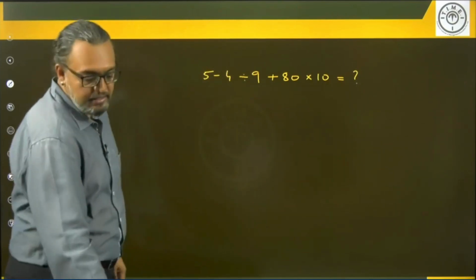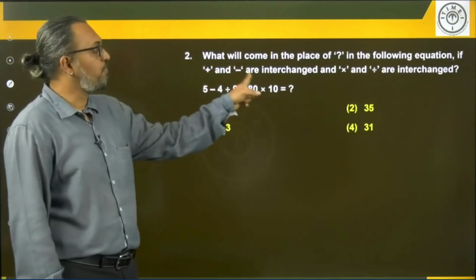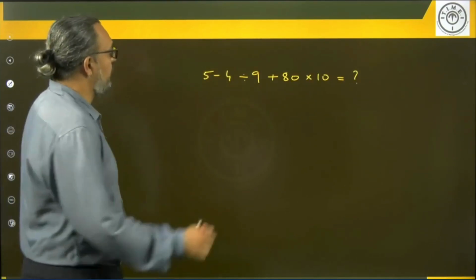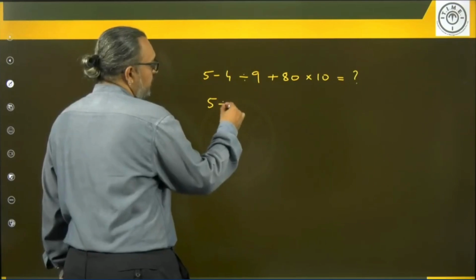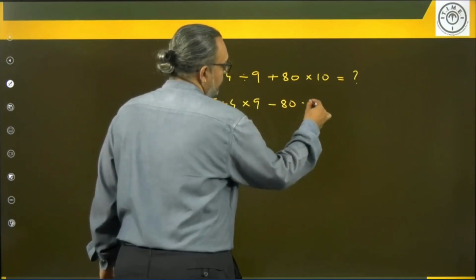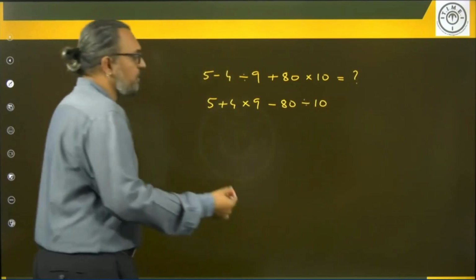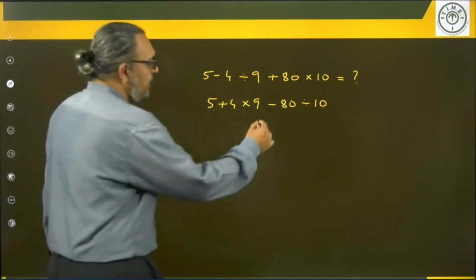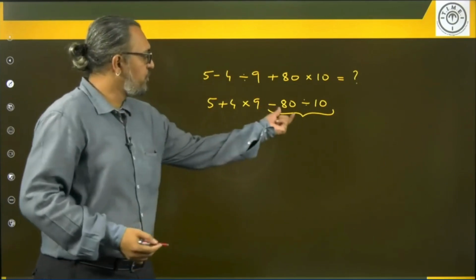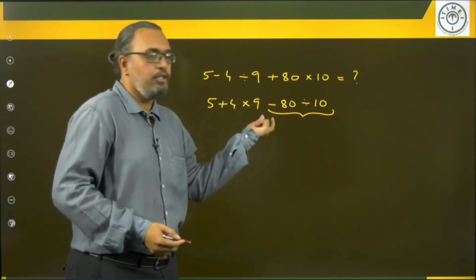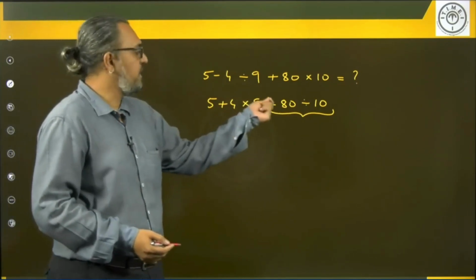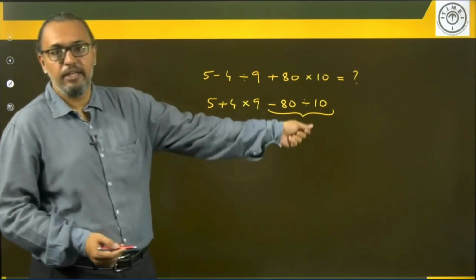So, again he is asking us to interchange plus and minus and interchange into and division. Okay. So, we interchange plus and minus and we interchange into and division, like this. Now we need to know what is the answer to this. Again, first we start with the division. So when you take division, any sign that you have, any operator you have before the number should also be considered. You cannot just take 80 divided by 10, it is negative 80 divided by 10.